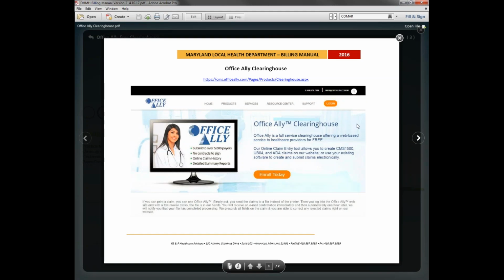Now we wanted to include Office Ally. Office Ally is a free clearinghouse, kind of like PracticeMate. The thing is, you need to realize with PracticeMate, Office Ally, and also Practice Fusion, which is a free EMR, there are limitations because it is free. One of those sometimes is reporting capabilities, which the health departments have a huge need to be able to report.